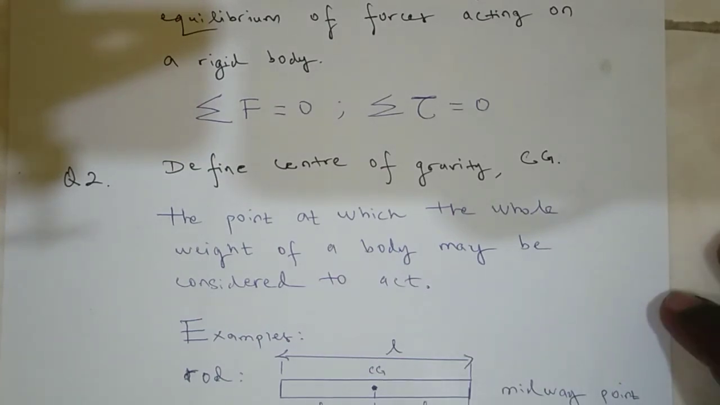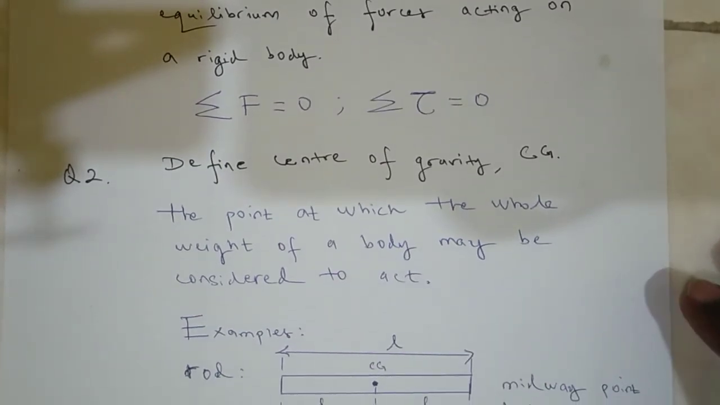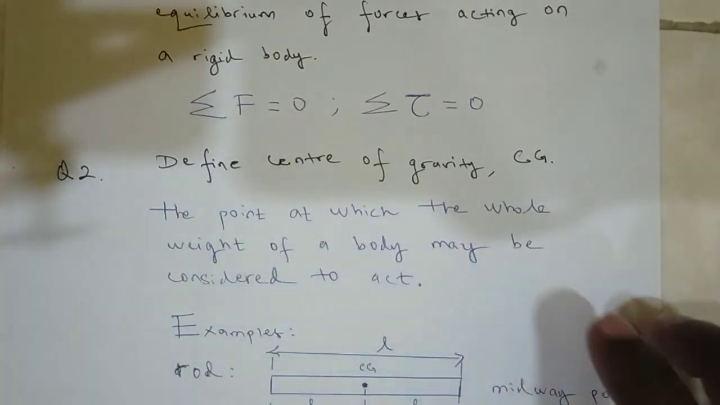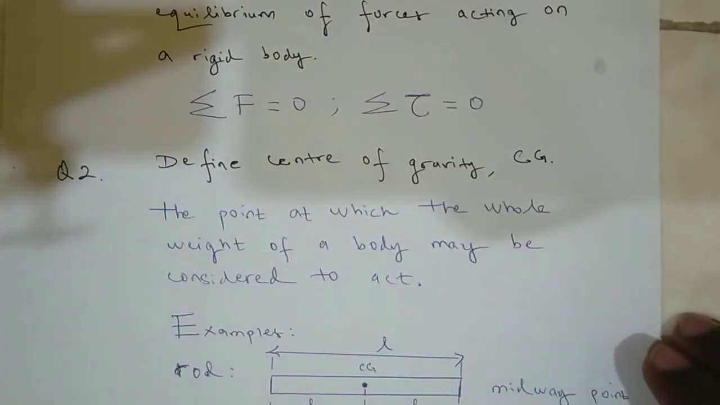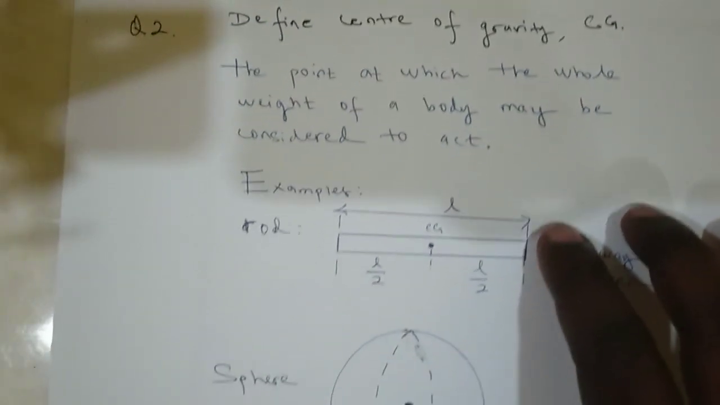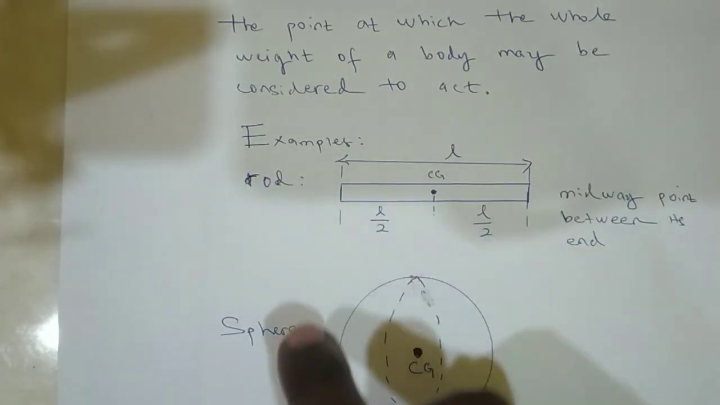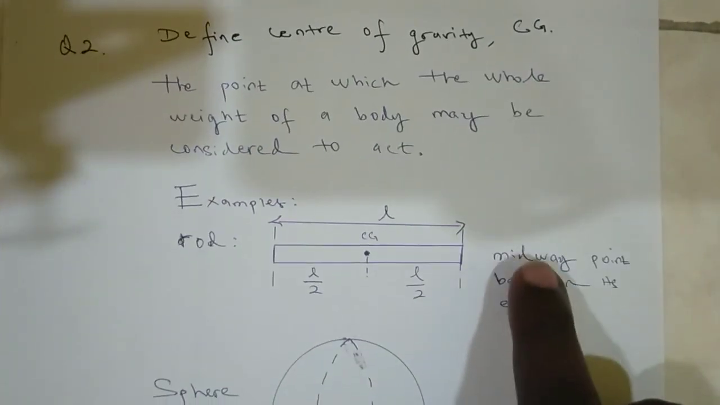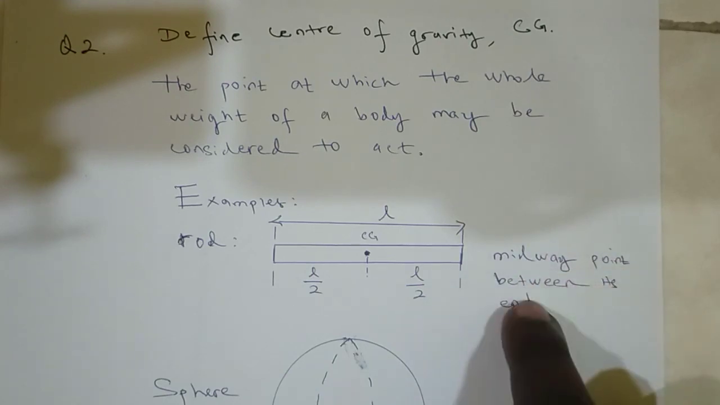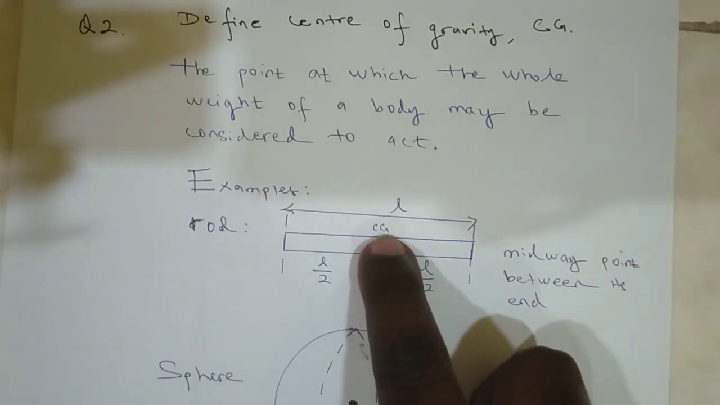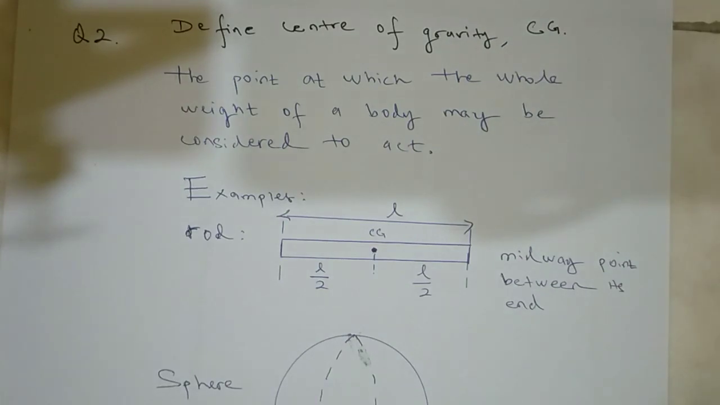Question 2. Define center of gravity. It is the point at which the whole weight of a body may be considered to act. There are two examples here, a rod and a sphere. The midway point between its ends we call the center of gravity, the point at which weight is evenly dispersed and all sides are in balance.